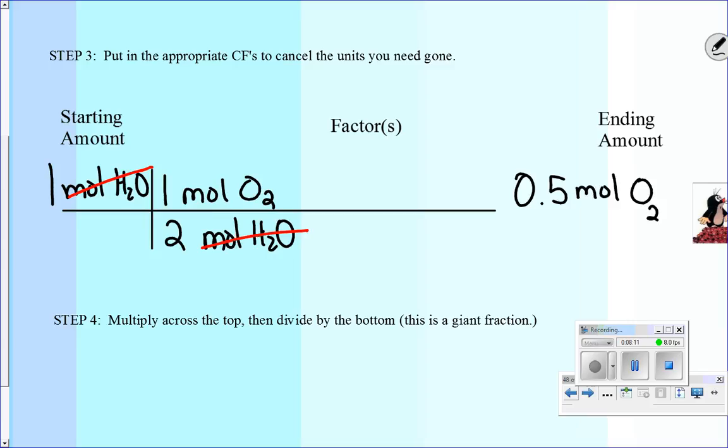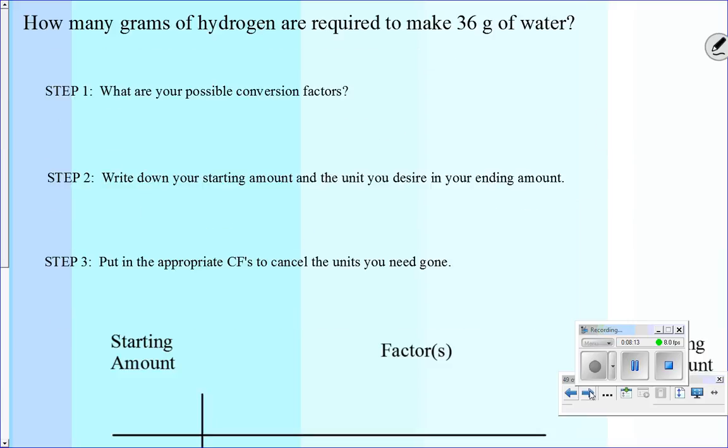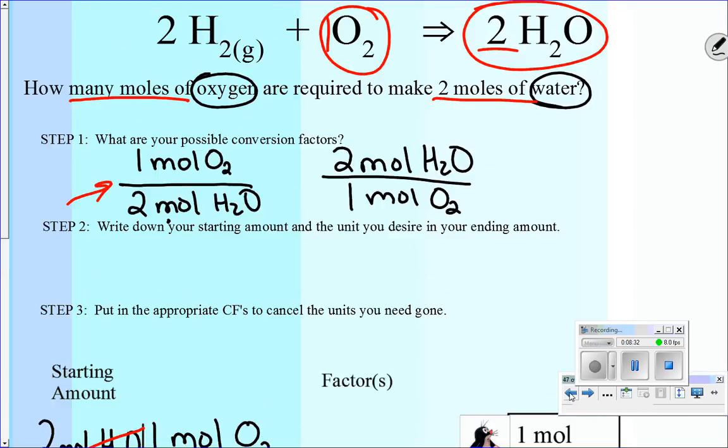It can get a little bit more complicated once grams are involved. So we're going to jump into a gram question. How many grams of hydrogen are required to make 36 grams of water? Now we are going to have to look back on our equation again here, okay? So I'm going to just pull this back a couple screens. You can flip back to this on your page.